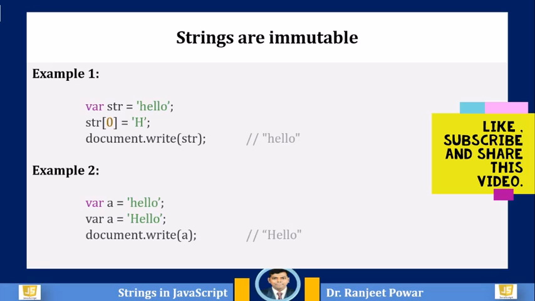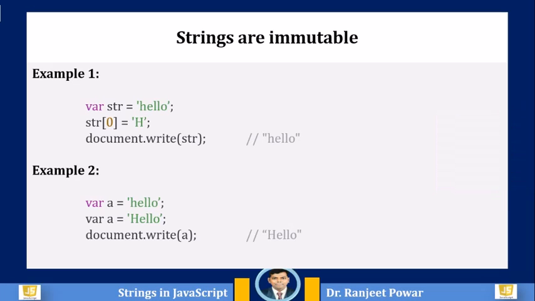This is immutable. However, you can assign the variable name to a new string. So you can see in example 2, the new string Hello with a capital H is assigned to the variable, and that is printed on a web page.